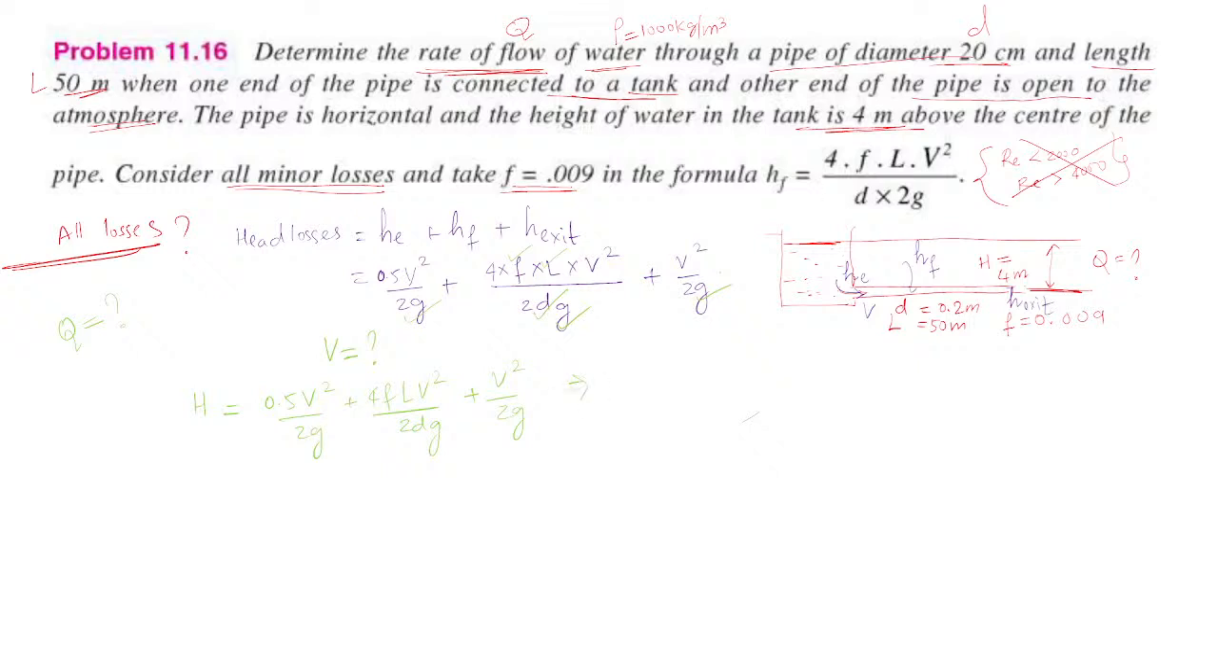So H value here is 4 equals, and whatever the value we get, some parameters by V square. So that is the only thing unknown. So from there we can obtain the value of V.